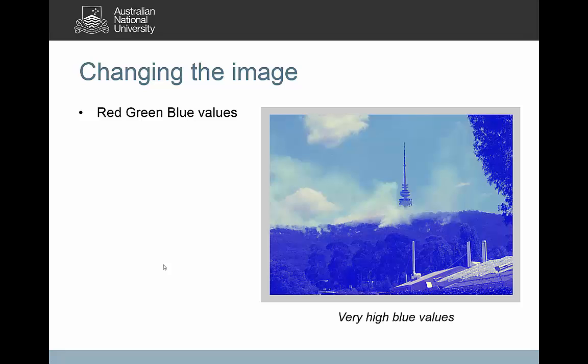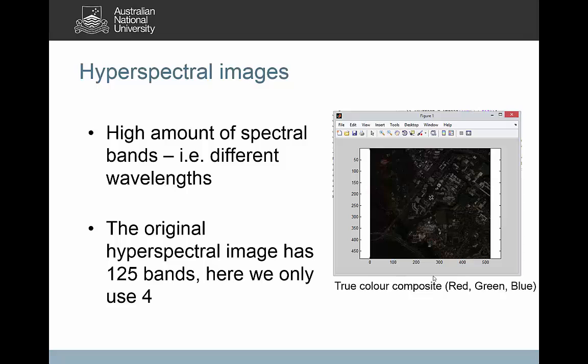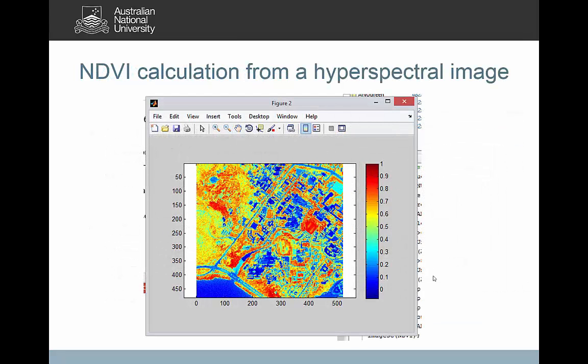Alright, so one thing we can do, and we're going to do in this lab tutorial, is change the red, green and blue values and see what that does. We're really going to amp up the blue, and then we're going to see that. We're also going to look at some hyperspectral imagery of the ANU campus in much more detail, which gives you much more spatial detail. The hyperspectral imagery has, of course, many more bands, but we're only going to use 4. And here's an example of an NDVI image that we've derived from the hyperspectral imagery, in a pop-up figure window within Matlab, and you should be seeing something like this as part of the tutorial.